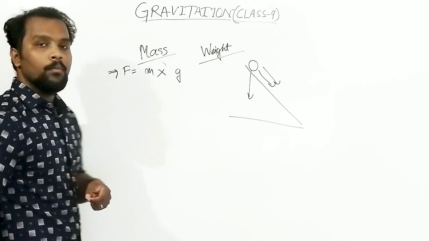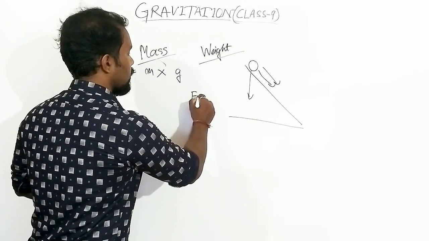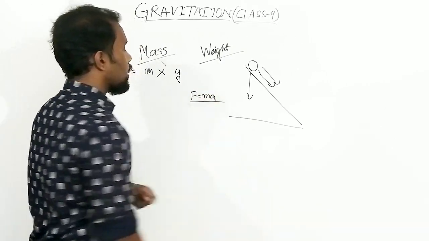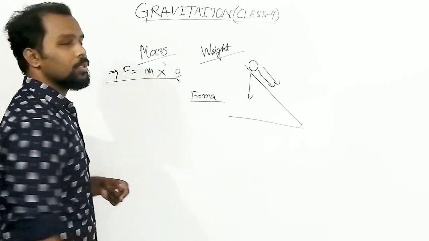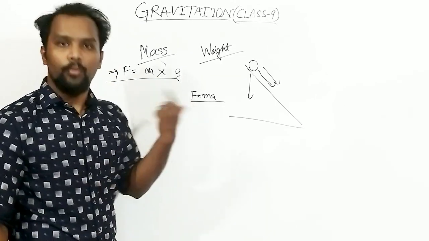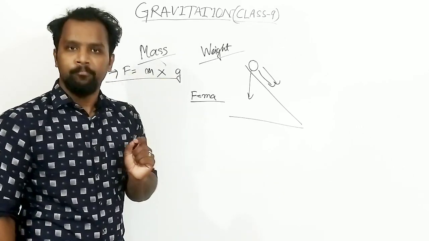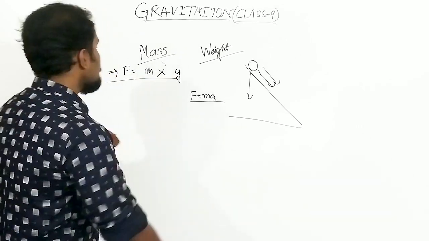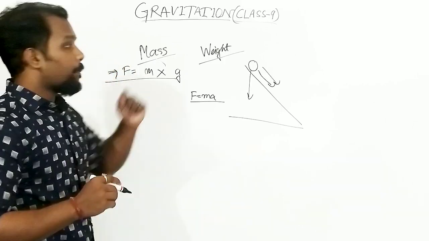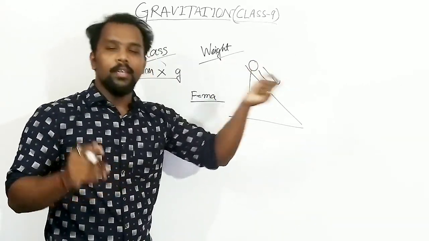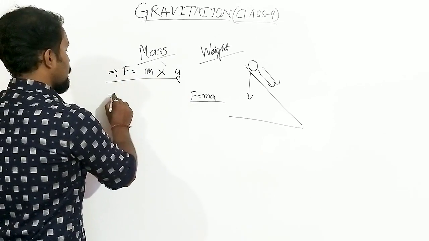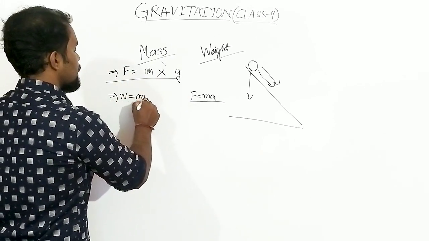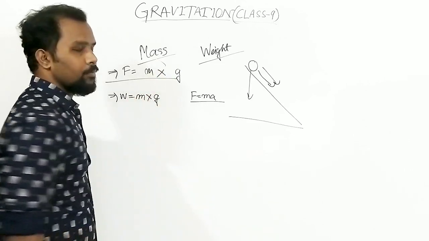Force. Because we know that F equals what? ma. Here a is replaced by g. So this also gives us what? Force. That force is also known as the gravitational force due to the acceleration due to gravity. This force applied by the earth on a certain body is basically known as what? Weight.